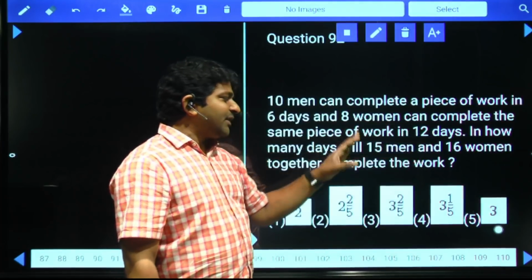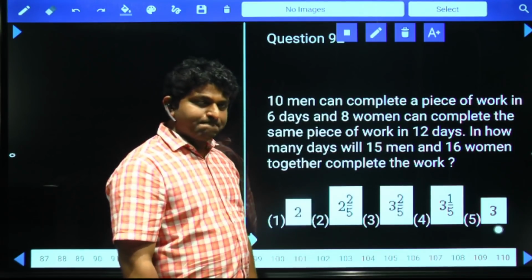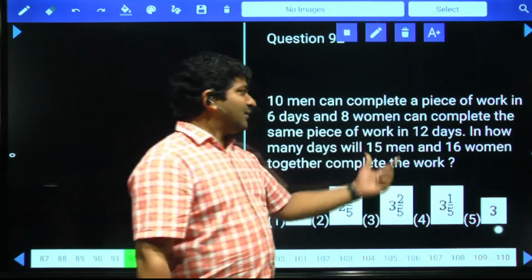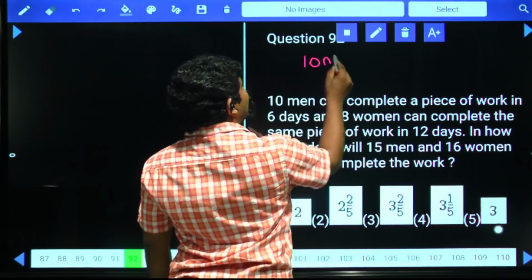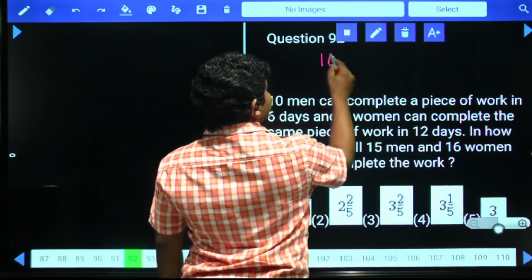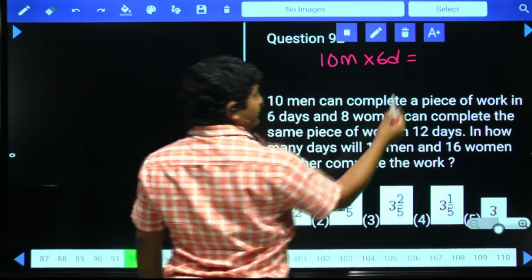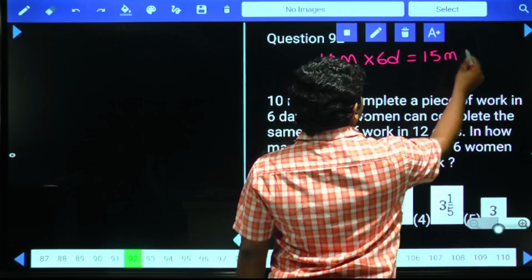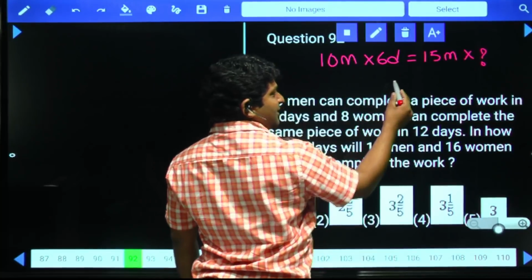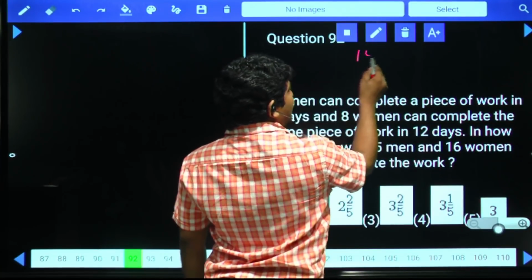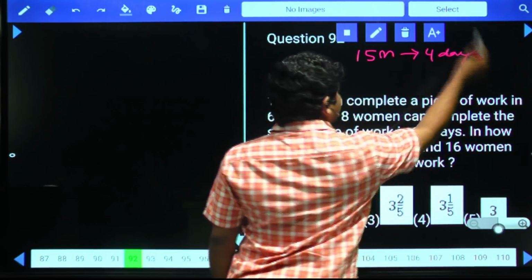A and B together can complete the work in how many days? If this is your question, it is AB by A plus B, your direct answer. Here I will treat A as 15 men. Now, if 10 men can do it in 6 days, you are having 15 men here. 15 men can do it in how many days? 60 by 15, that is equal to 4. So 15 men can complete the work in 4 days. This is the information available.